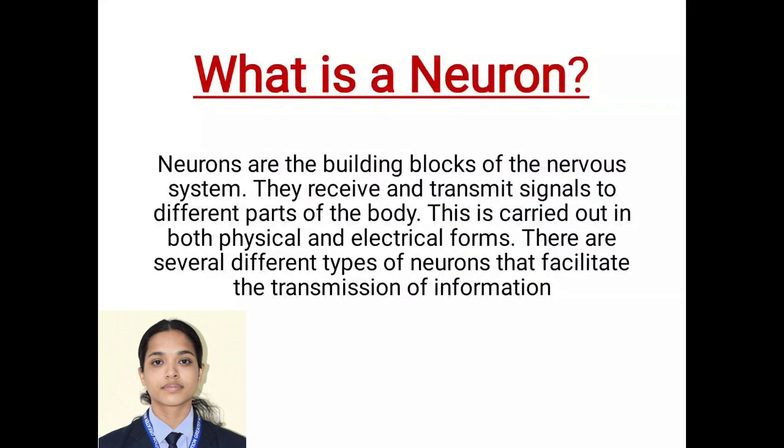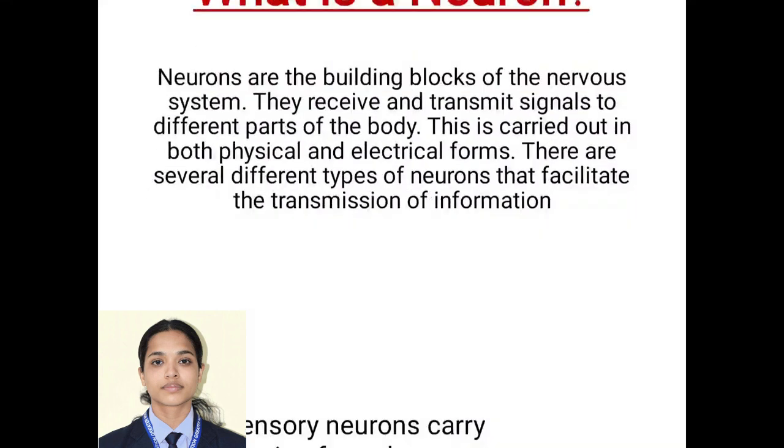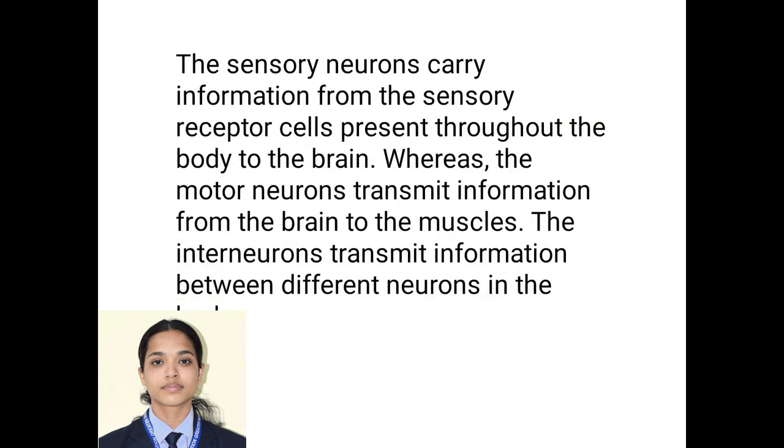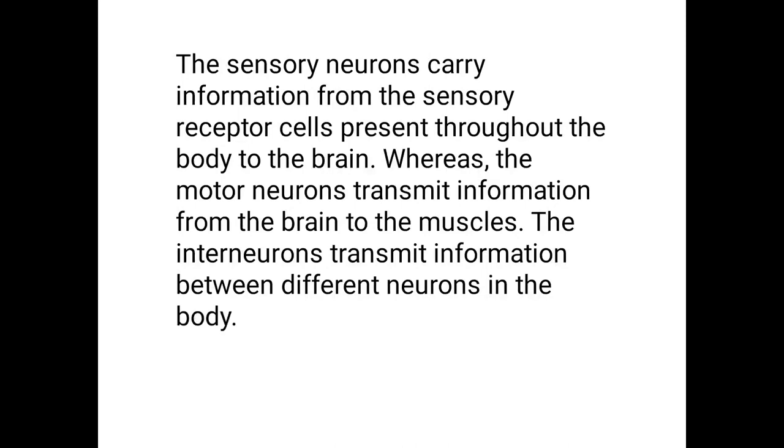So neurons are the building blocks of the nervous system. They receive and transmit signals to different parts of the body, as I had mentioned in the definition. This is carried out in both chemical and electrical forms. There are several different types of neuron that facilitate the transmission of information. Like the sensory neurons carry information from the sensory receptor cells present throughout the body to the brain, whereas the motor neuron transmits information from the brain to the muscle. And the last, interneuron transmits information between different neurons in the body.